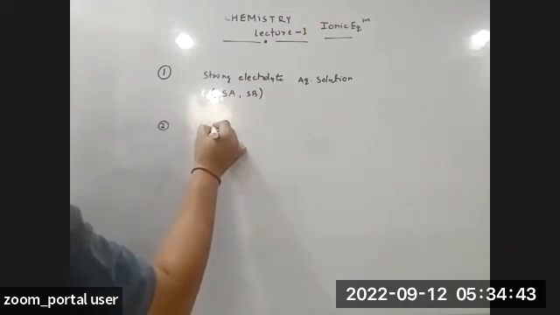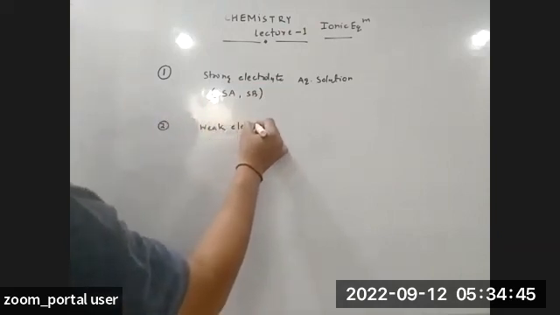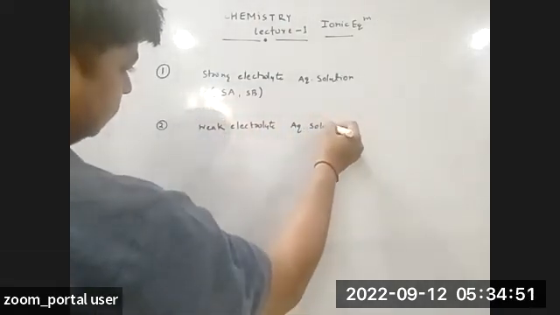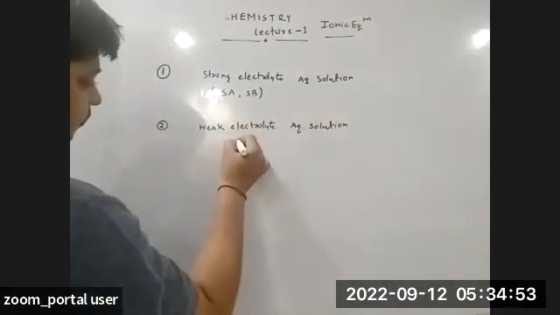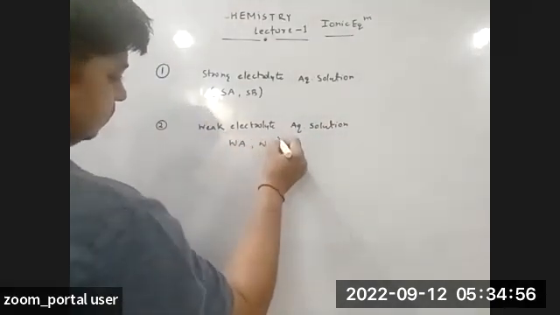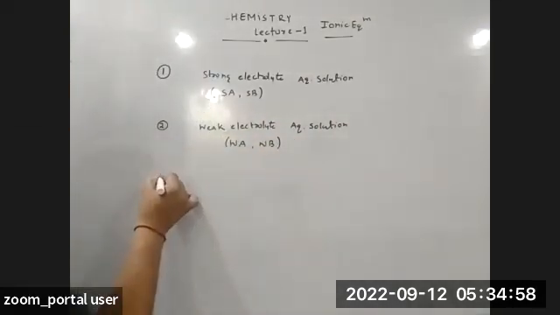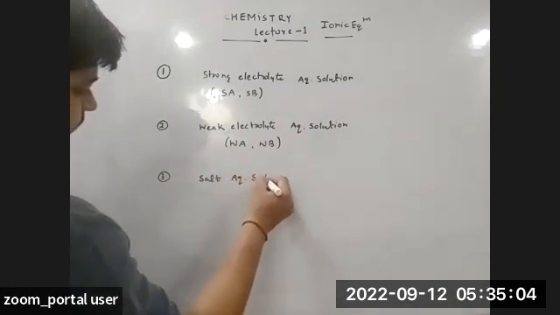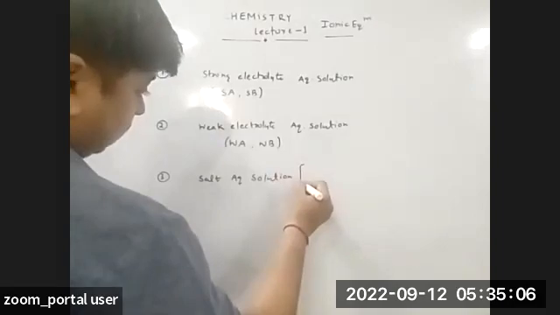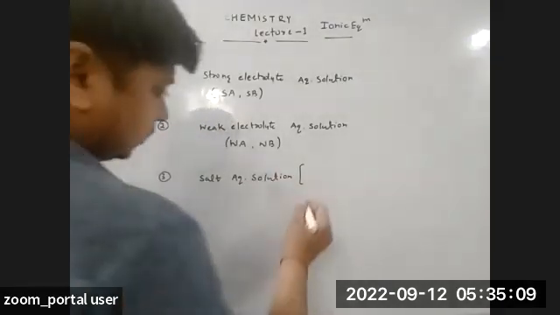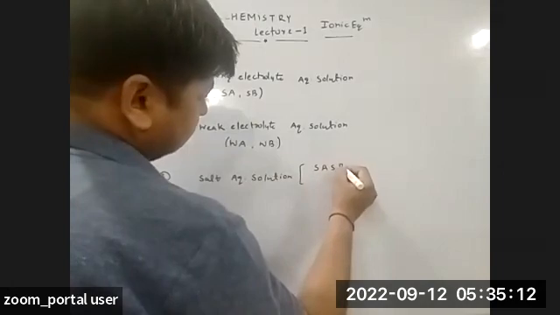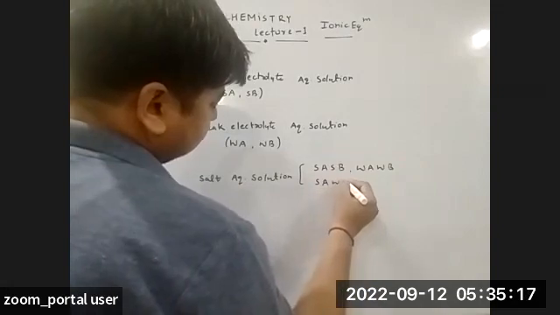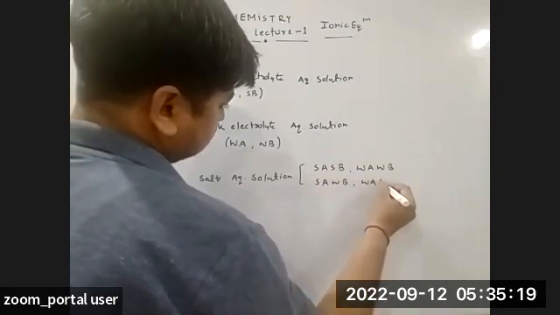Second, weak electrolyte aqueous solution. In weak electrolyte, weak acid, weak base can be given. Third, salt aqueous solution. Now we can have several types of salt in this category: strong acid strong base, weak acid weak base, strong acid weak base, weak acid strong base.